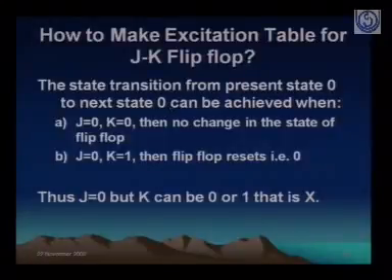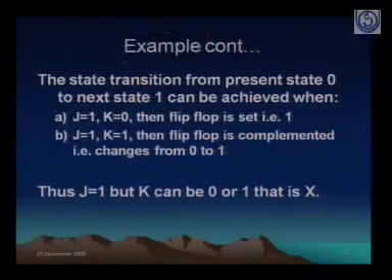Let's see the similar situation, the state transition from present state 0 to next state 1. Now to do so, there are two ways of getting it. Either we simply set the flip-flop or we complement the flip-flop. So two possible ways for JK. Setting: J is the set input, so we apply J as 1, K as 0. So what will be the next state for the flip-flop? It will be in the set state. So we reach from state 0 to state 1.